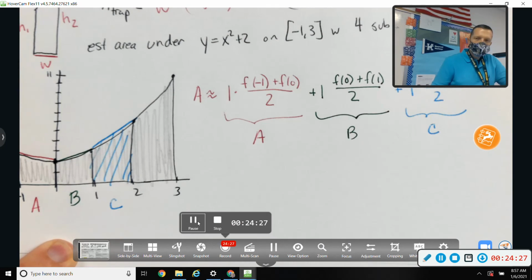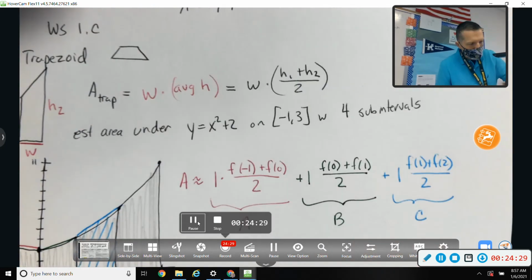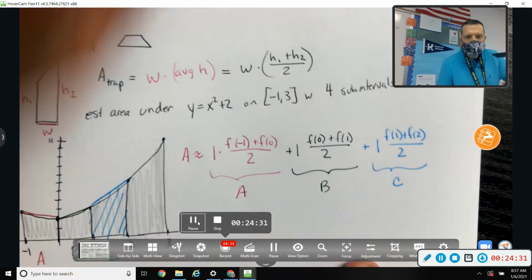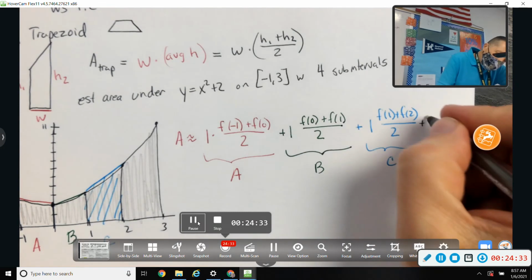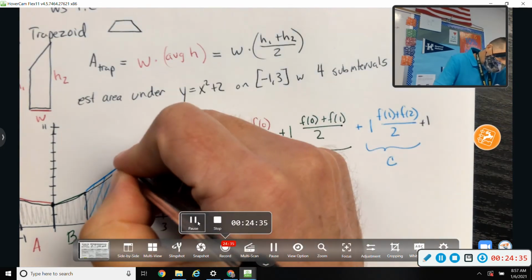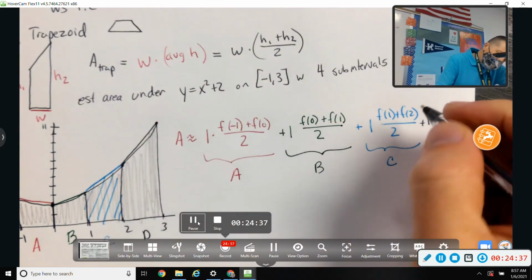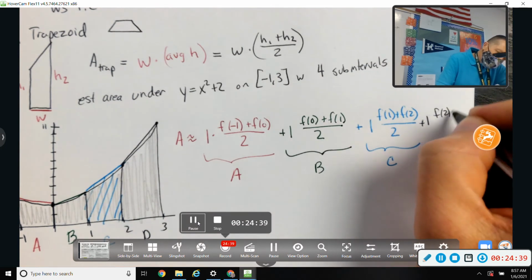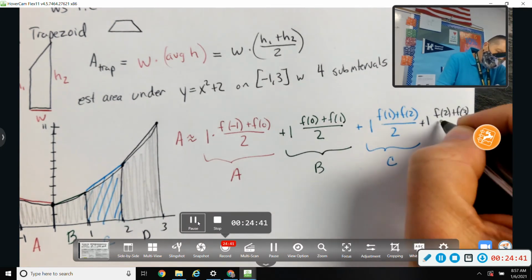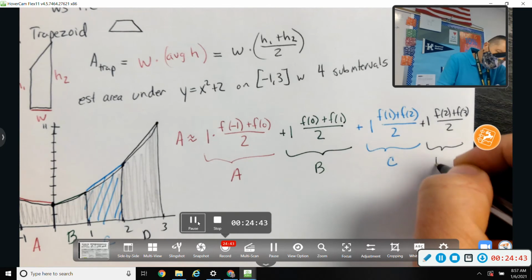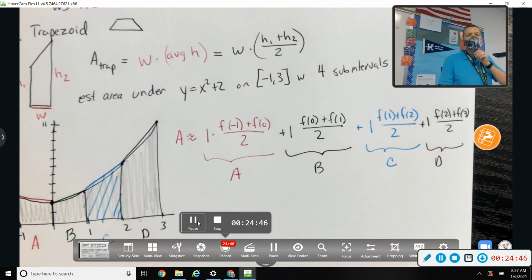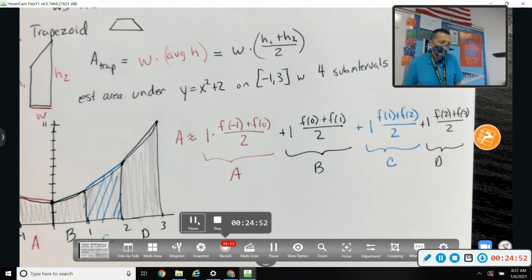I'm almost out of room for trapezoid D, but that's the idea. 1 wide, f of 2 plus f of 3 all over 2. Now, we're not quite done because we need to evaluate the functions. It's not a safe stop yet. We need to find what those functions are.